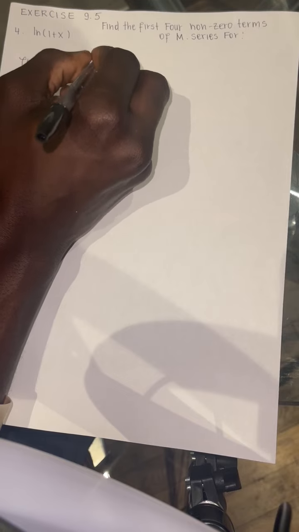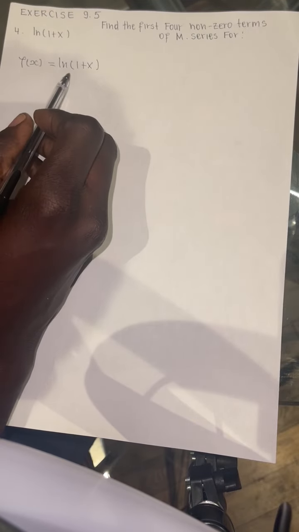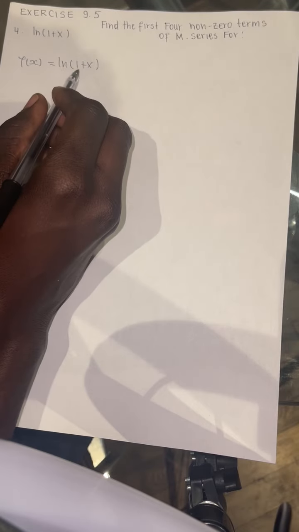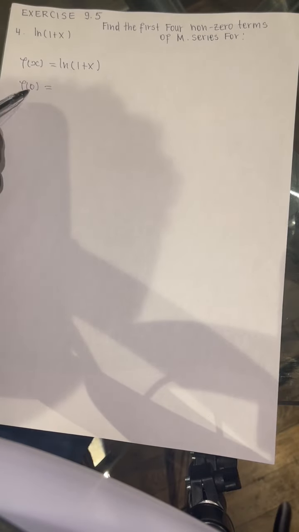So the first thing we will do, we will take this question, and we're going to call f(x) = ln(1 + x). This is our function. Then to find the Maclaurin series, we have to do this. We're going to find f(0), so where there is x we put 0.